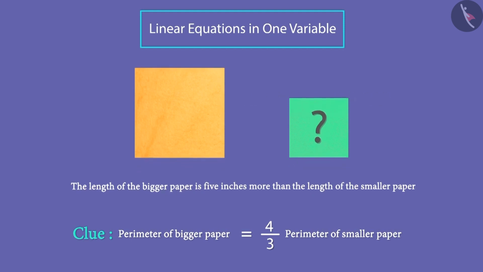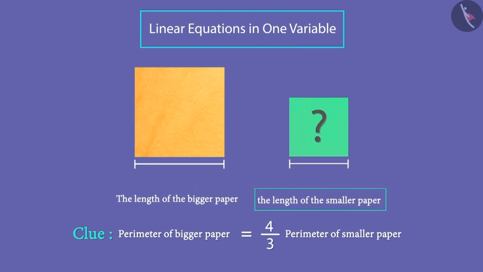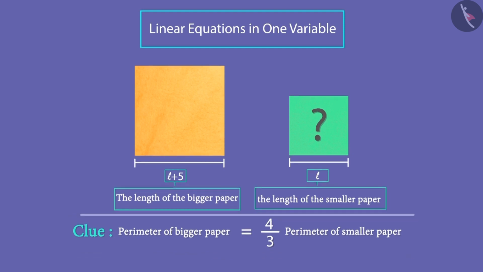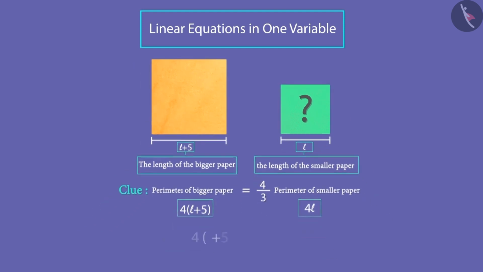We have been told that the length of the bigger paper is 5 inches more than that of the smaller paper. So, if we use L as the variable for the length of the smaller paper, then the length of the bigger paper will be equal to L plus 5. Let's use the clue given to Rani. The perimeter of the bigger paper is 4 by 3 times the perimeter of the smaller paper. We can write it this way.